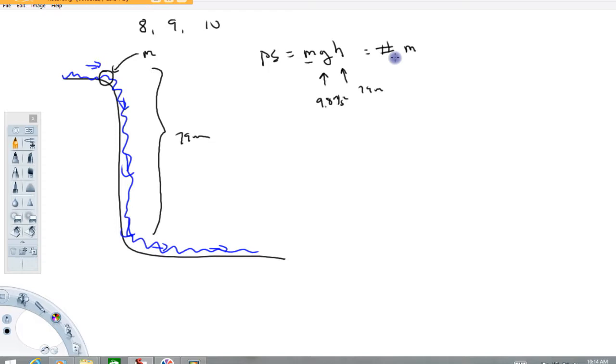Now the question is asking you to assume that this potential energy, as the water drops, gets converted to internal energy, making the temperature of the water go up. So the relevant concept there is specific heat. So write out Q equals mcΔT. And if we assume all of the potential energy goes towards heat, that means that this is going to go here.